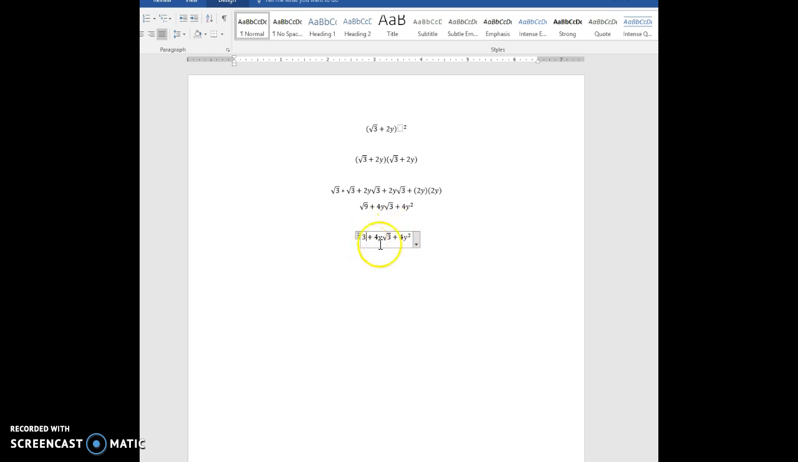I could write it in the opposite order, 4y squared plus 4y root 3 plus 3, but it should take any one of those answers. I hope that helps.